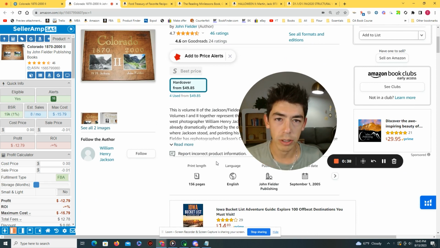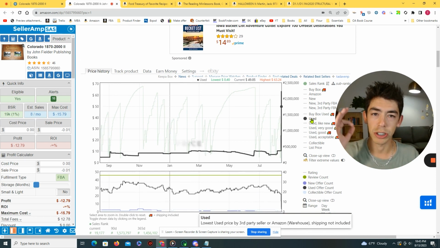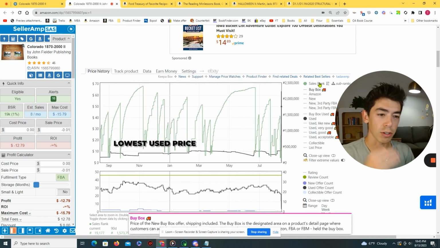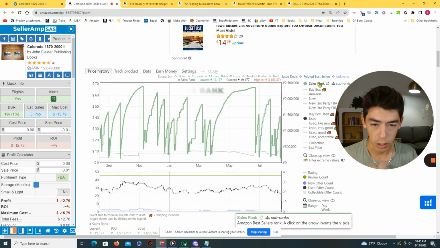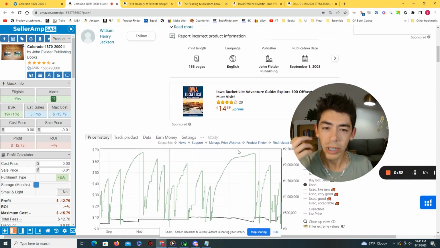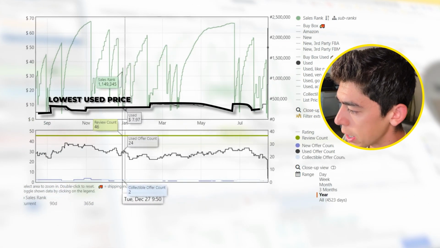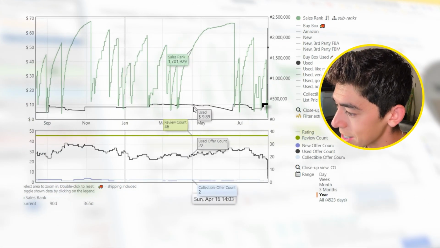And the way that we're going to do this is by looking at 2 things on the Keepa chart. Those 2 things are this black line, which is the lowest used price on Amazon, and then also this green line, which is called sales rank. So you can see here we have this book, Colorado 1870 to 2000. We want to know what is the baseline value. Well, all we really need to do is just use our cursor, go left to right over this black line. You can see that it's going to give us a price here.